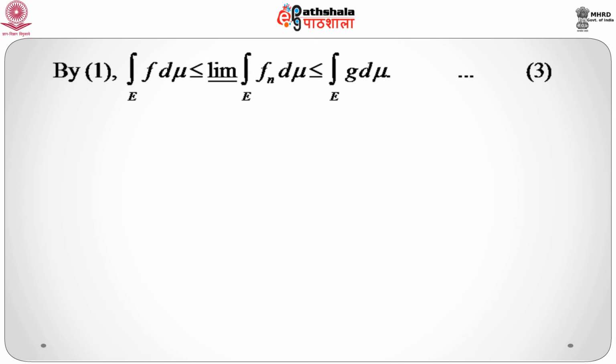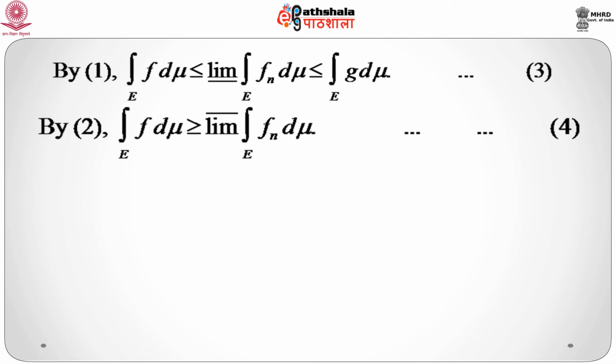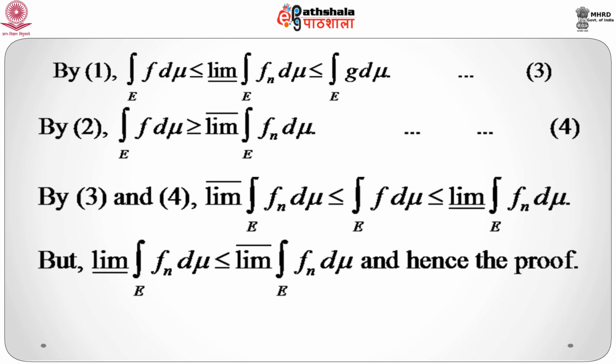Then again applying similar logic on 2, we get integration f d mu is greater than or equal to lim sup of integration Fn d mu. Now, by 3 and 4, we immediately have, if we start with the right hand side of 4, we can write lim sup of integration over E Fn d mu less than or equal to integration, that is the left side of 4, less than or equal to integration over E f d mu. Now, this integration of f d mu is again the left side of 3.